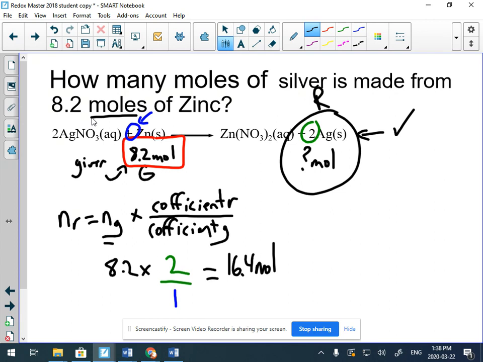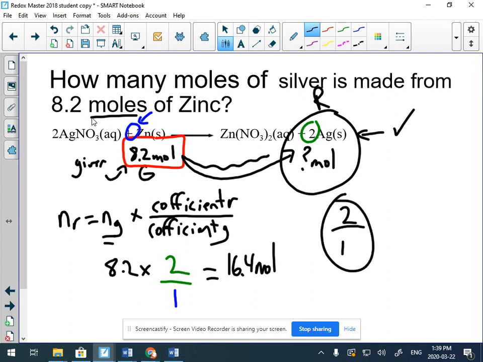Now, the other way that I taught my class is draw an arrow to where you're going. That's the number that goes on top of the fraction. So I'm drawing an arrow over here. The 2 is where we're going. Where did we come from? A 1. That's the ratio between the two. So you can move one type of mole into another type of mole.